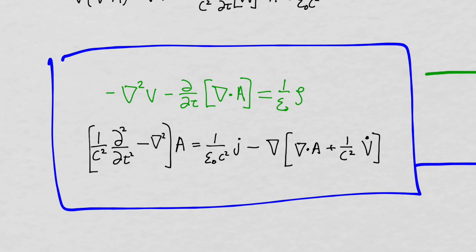But when we look at these, we say, okay, these are differential equations. We're going to solve them. Well, what do we have? A scalar equation and a vector equation. The scalar equation, the Laplacian of a scalar is a scalar. The time derivative of a divergence of a vector field is a scalar, and the charge distribution is a scalar. So this is a scalar equation. The problem is, and then this is a vector equation for opposite reasons.